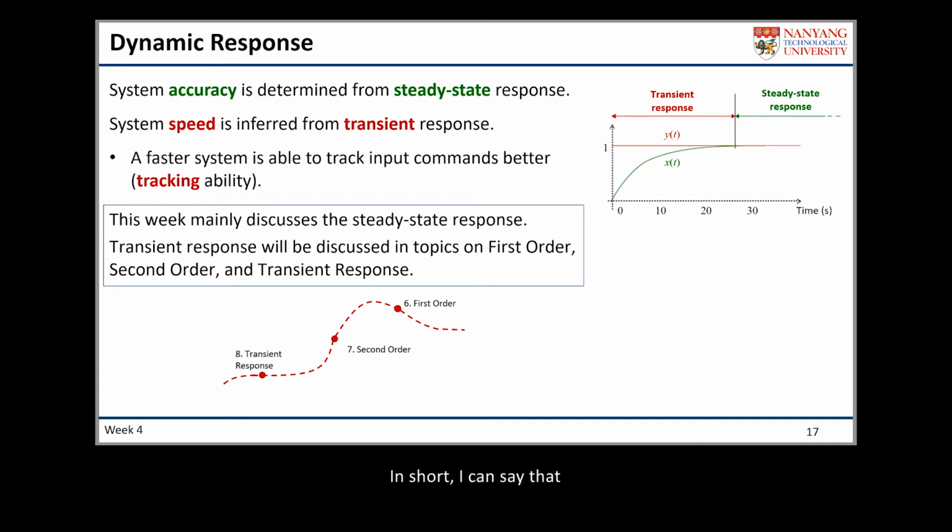In short, I can say that speed will tell you how fast the system will follow the input. How long does it take for the system to make the output follow the input? That is how we tell by using the speed. In this topic, we mainly will discuss the steady state response and how to assess the accuracy. The transient response will be discussed in the subsequent topics.